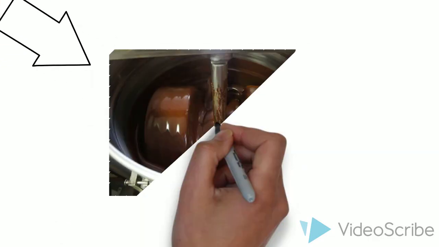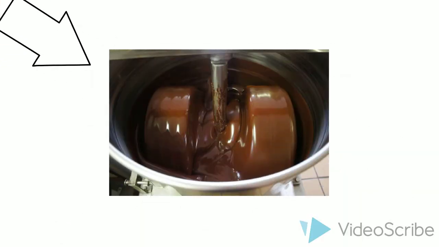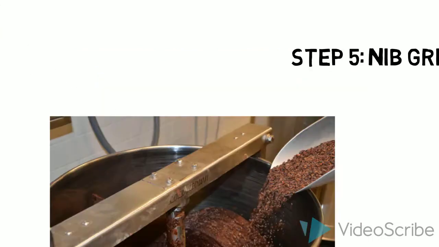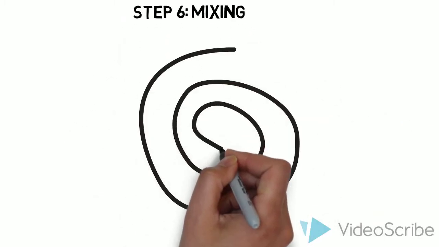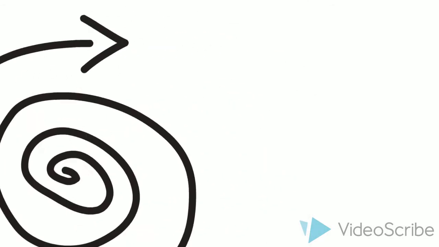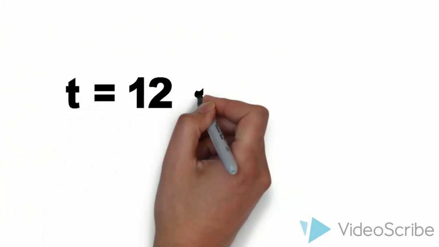Common machines used for this step are stone mills, disc mills, and pin mills. Stone mills are the most common as their slow turning ensures gentle handling of the cocoa. The sixth step in the process is mixing. At this stage, additives such as sugar, milk, cocoa butter, lecithin, and vanilla are added to cocoa powder and/or liquor. This mixing can be carried out in batch or continuous mixers.